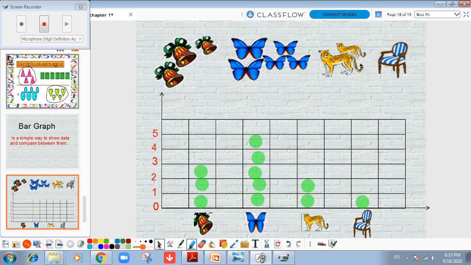Now, when I ask you which is the biggest item here, you always look at the bar graph and you will see the butterflies are the biggest item. Here I have 5 butterflies. And when I ask you which item is the smallest one, you look at the bar graph and you will see the chair is the smallest item, only 1. So the bar graph is only a simple way to show the data and compare between them.